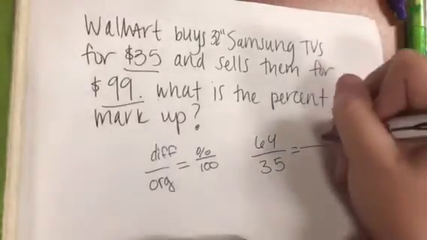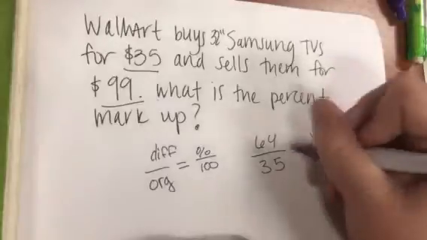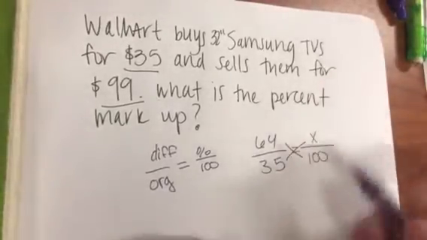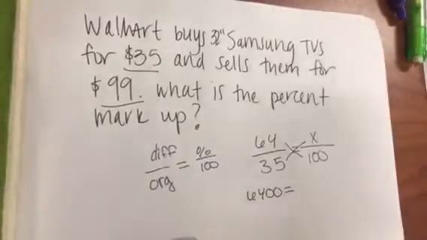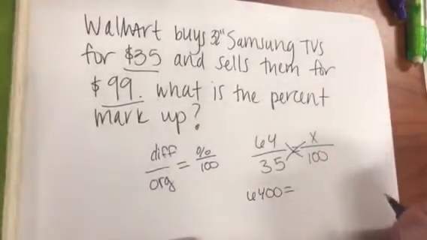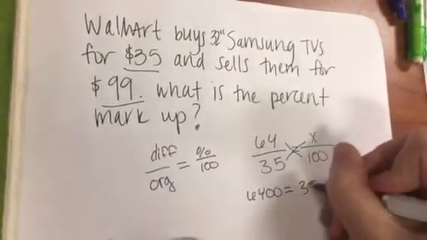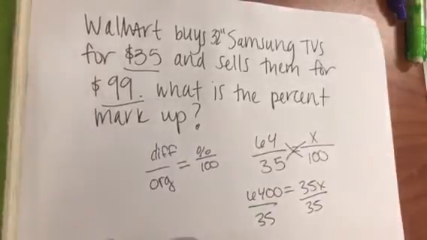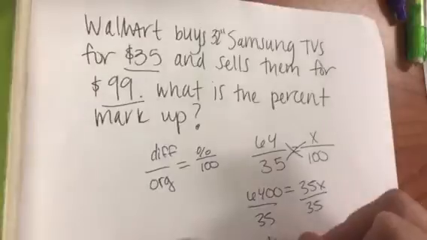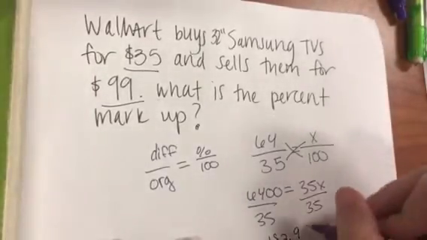So then we've got x over 100, because percent always goes over 100. And we're missing it. We're looking for it. It's our missing variable. It's not there. So 6,400 equals 35x. Then we divide by 35, divide by 35. 6,400 divided by 35 is about 182.9. We're going to round that. Percent.